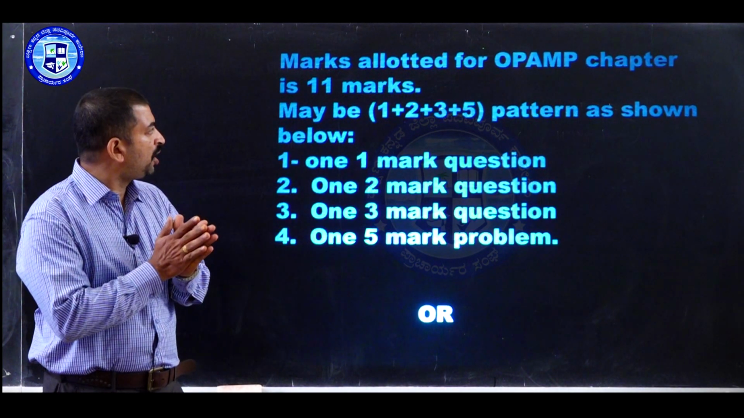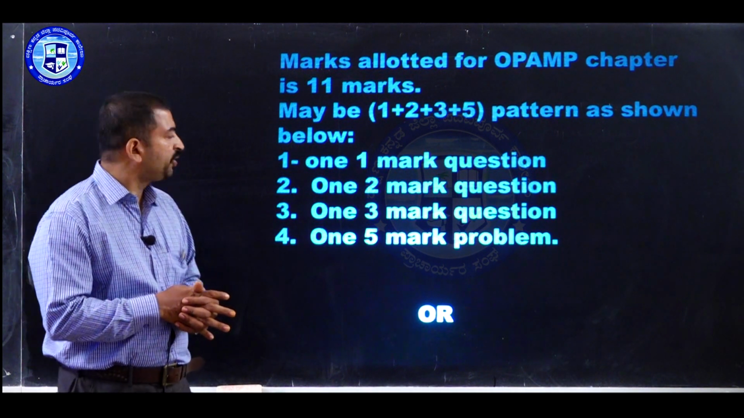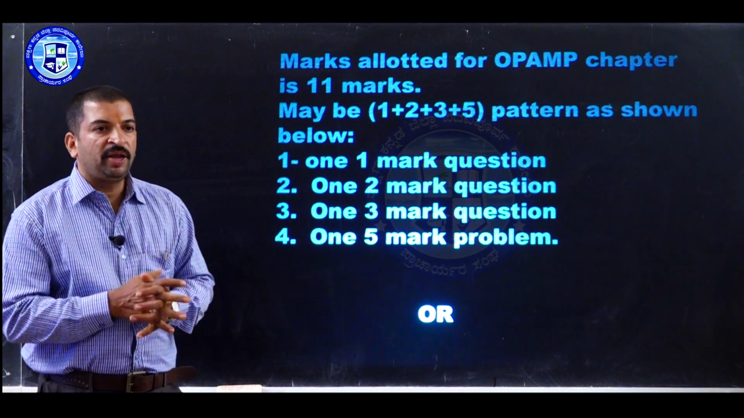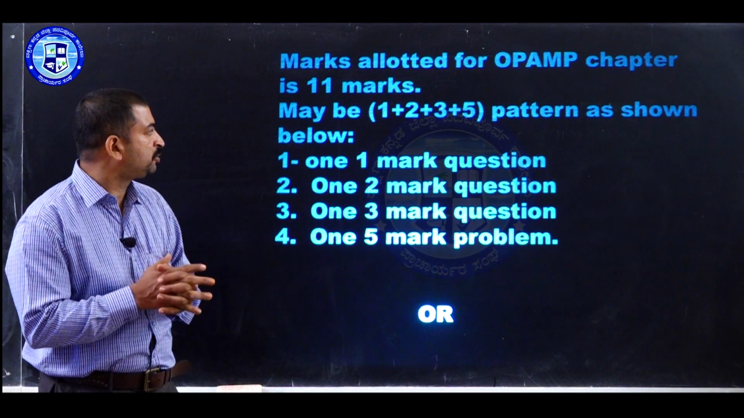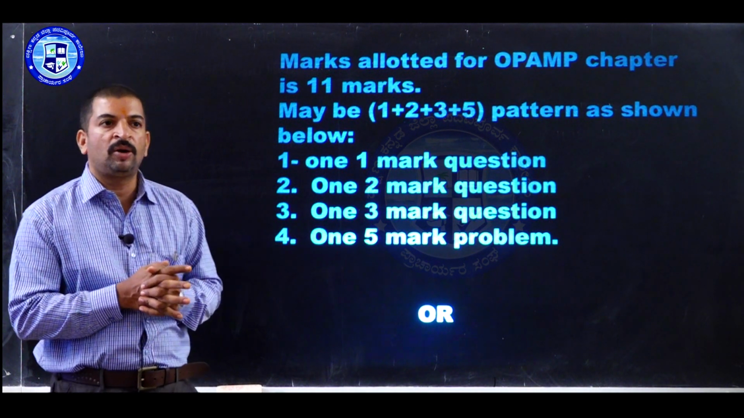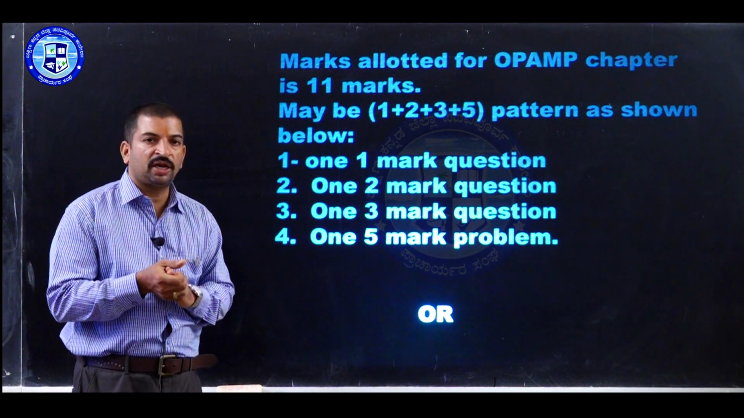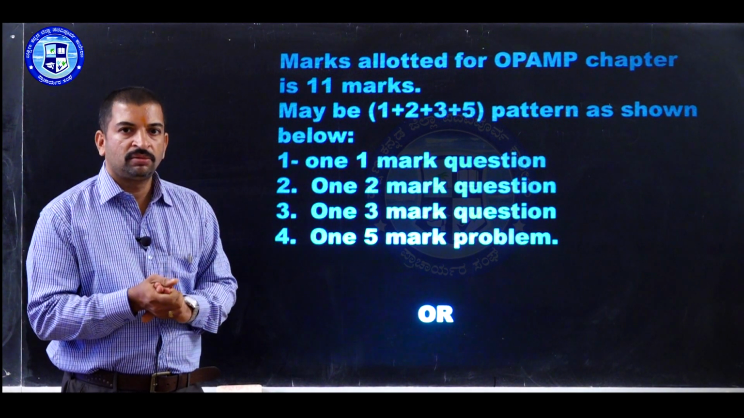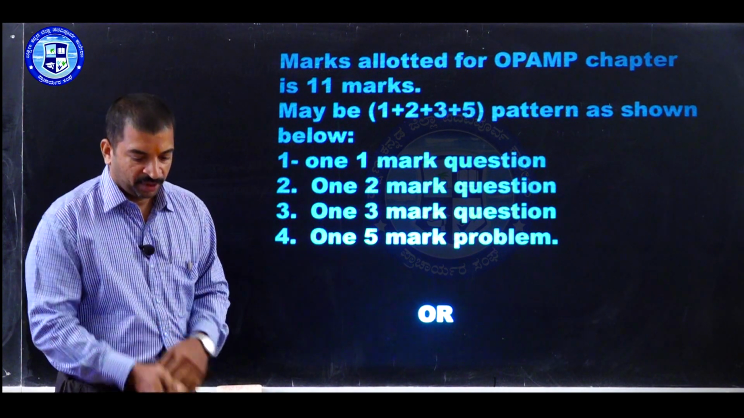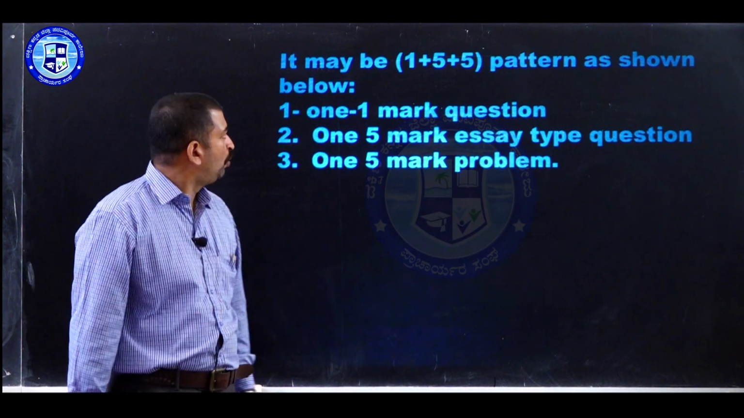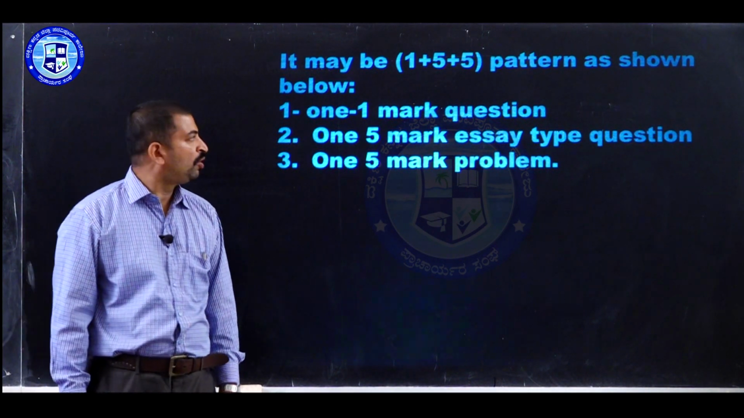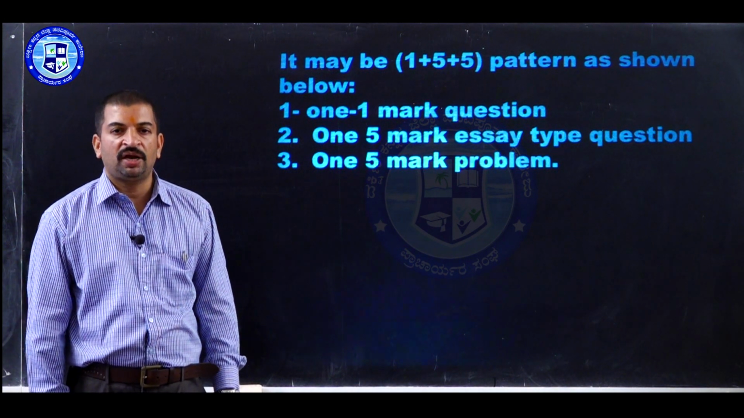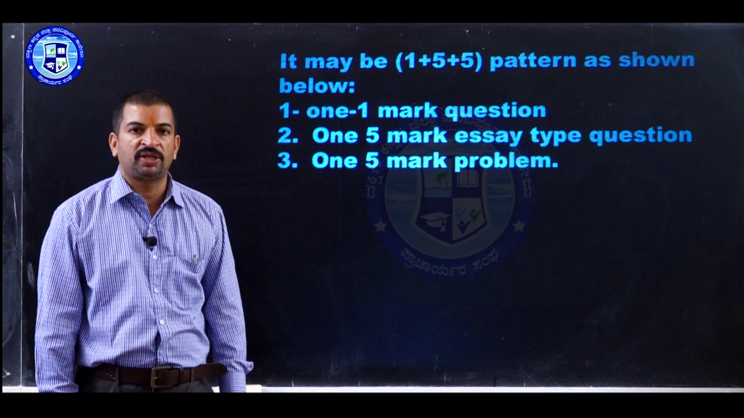Now, the marks allotted for the op-amp chapter are 11 marks in total. It may be 1 plus 2 plus 3 plus 5: one 1 mark question, one 2 mark question, one 3 mark question, and you can expect one numerical. One numerical is compulsory. Or the pattern may be 1 plus 5, that is one 1 mark question, one essay type 5 mark question, and one numerical may be asked. That's all about the op-amp chapter.